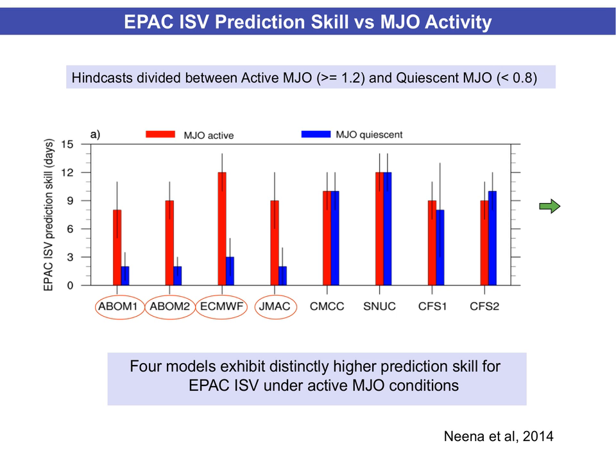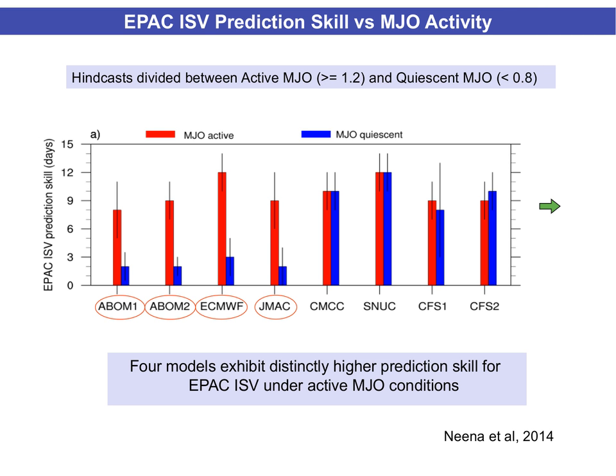So looking at whether such a thing is present in the models, that is, the MJO amplitude impacting the signal of the Eastern Pacific intraseasonal variability, we divided the hindcasts into active MJO cases and weak MJO cases at the time of hindcast initiation. And we checked whether the MJO prediction skill is different for these 2 groups. Out of the 8 models, 4 models show a significantly different prediction skill estimate for when the MJO is active and when the MJO is weak.